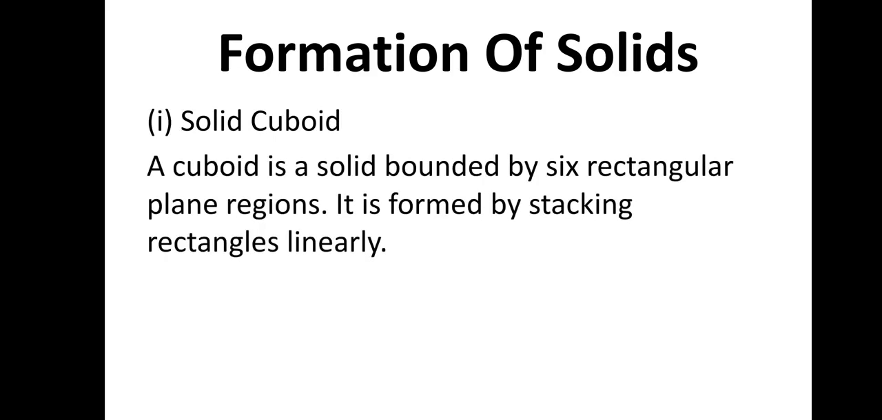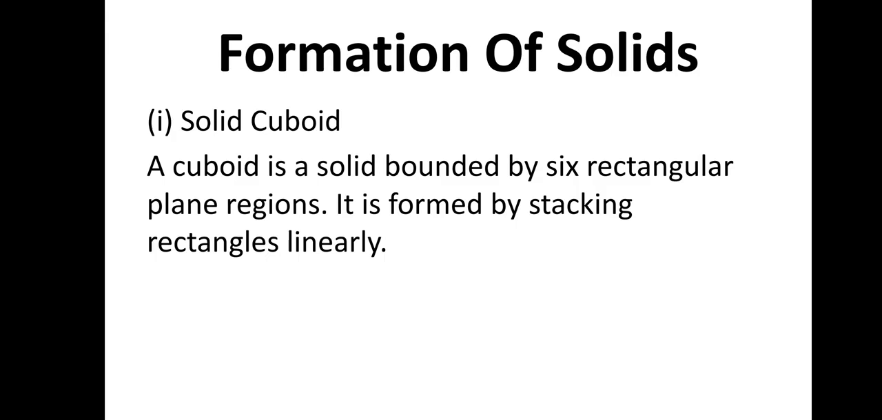Now, formation of solids. We have studied previously the formation of a cylinder by stacking 2D objects either in a linear manner or in a circular manner. We can get 3D objects. So, now here we will study more about the formation of solids, or rather the formation of polyhedrons. First of all, a solid cuboid. A cuboid is a solid bounded by 6 rectangular plane regions. Plane regions are there, so this is a polyhedron.